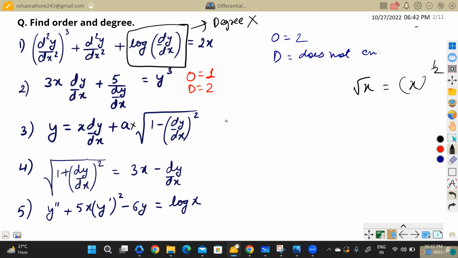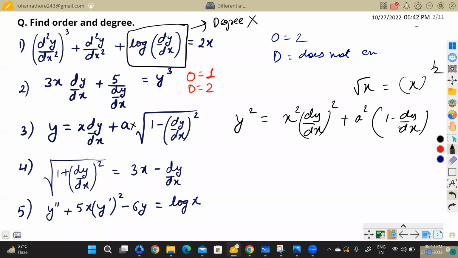So y square equals x square dy by dx square, plus you'll get a square times 1 minus dy by dx to the whole square, and you get an additional term of 2ab, that's 2x dy by dx into the square root term. So this was the first approach, sir.